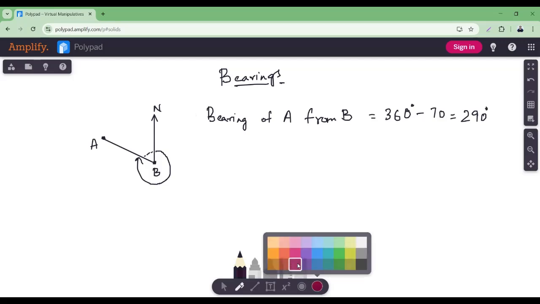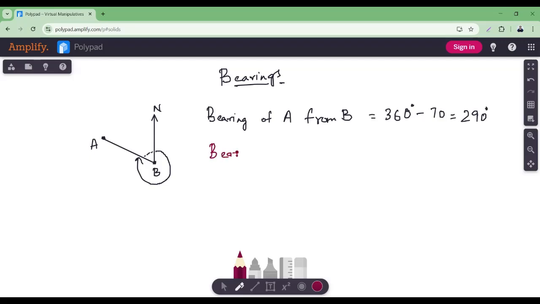Now let's talk about a different thing, like the bearing of B from A. If I have to talk like that, what will it be? When I say from A, I have to draw a north line at A. This is the north at A. From this north, I have to come in the clockwise direction to the line joining A and B.